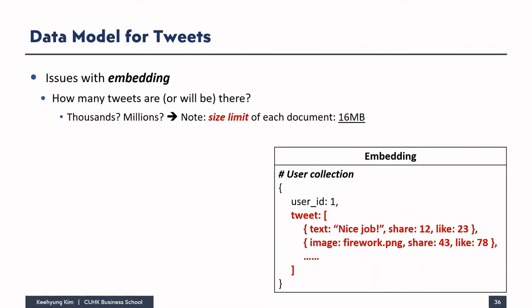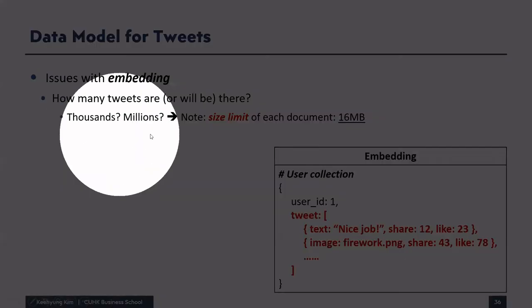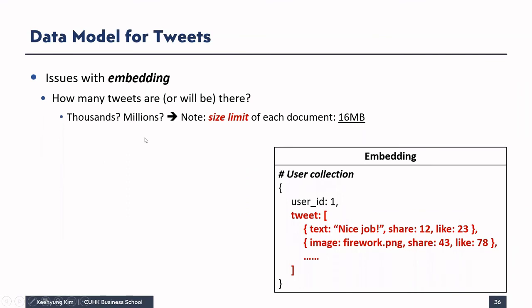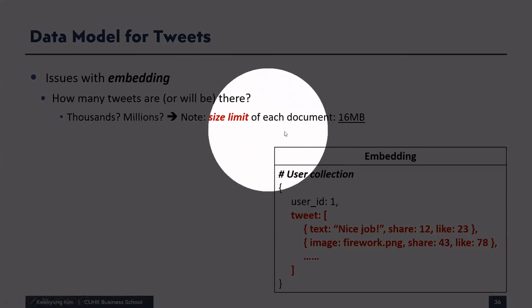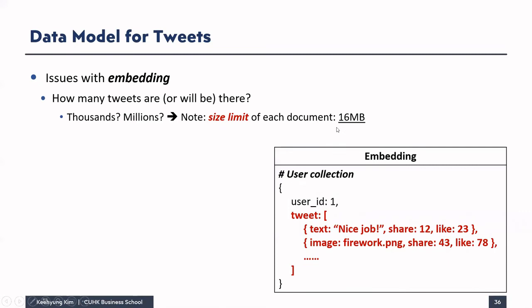The first issue is this: how many tweets will there be for each user? Over time, the number of tweets for each user will increase. There could be 1,000 tweets, or there could be a million tweets, if you are a very active user. So the size of the document will be huge. And in MongoDB, there is a restriction that the size limit of each document is 16 megabytes. So each document cannot grow without bound, and it will simply not work to include all tweets inside one document.